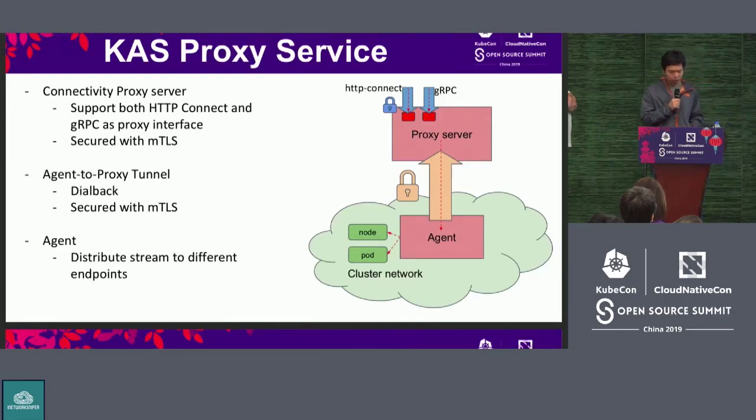So of course the agent is responsible for distributing the stream to different endpoints, and also responsible for opening and closing connections to the endpoints like node, port, and webhook. If you look at the full data flow and the dotted red arrows, the requests coming from the HTTP connect or gRPC interface from the API server go into the proxy server and over the agent to proxy tunnel, eventually get to the agent, and the agent distributes the stream to the endpoints, node and ports.